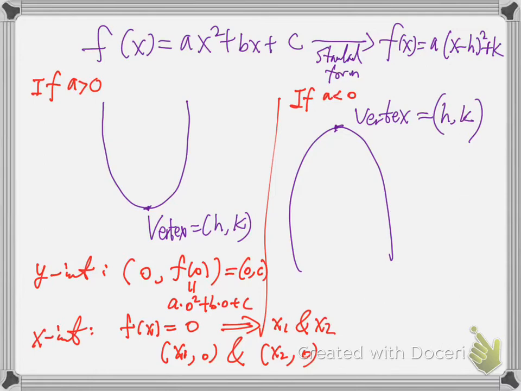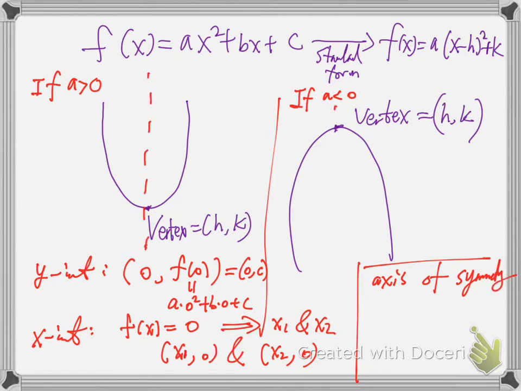Another question is, sometimes they will ask you, what's the axis of symmetry? By definition, the axis of symmetry is this vertical line x equals h. So we need to know five pieces of information. Now let's look at an example.